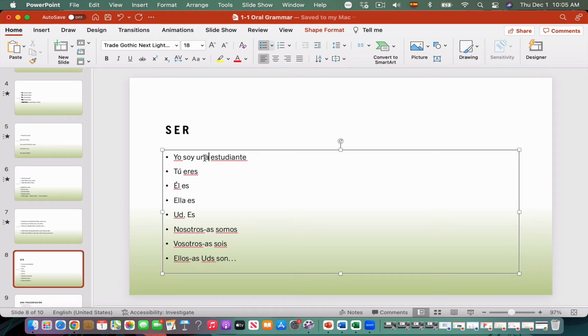So remember, I am is yo soy, you are informal, tú eres, he is, él es, she is, ella es, you are, in this case is the you singular, formal, usted es, we are, nosotros o nosotras somos, you are, informal plural, in Spain, vosotras o vosotros sois, and they are, ellos o ellas son. And ustedes, remember, formal, more than one person, ustedes son estudiantes.